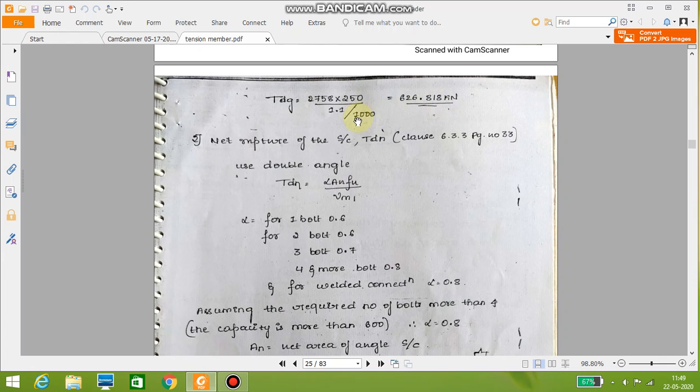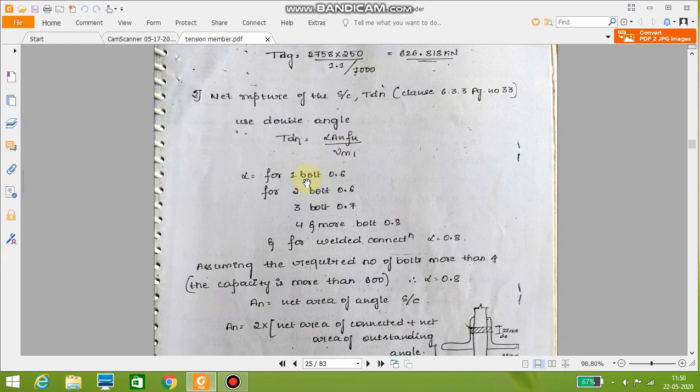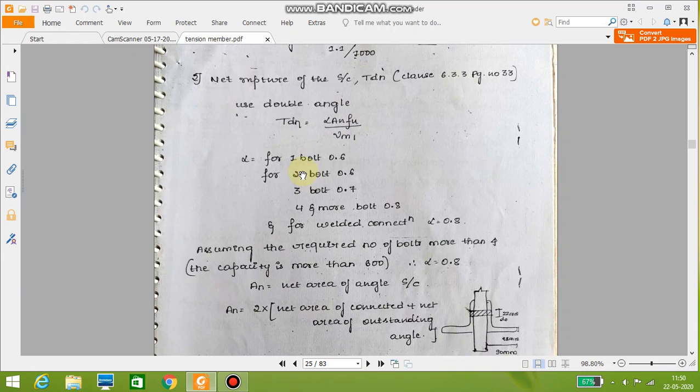Now calculate the net rupture of the section Tdn from 6.3.3, page number 33. Whenever we have double angles, Tdn equals alpha into An into fu divided by gamma m1. The alpha value from the code book: if it is 1 bolt 0.6, 2 bolts 0.6, 3 bolts it is 0.7, if it is 4 and more bolts it is 0.8, and for welded connection, as in the previous problem, we have seen alpha equal to 0.8. Now let us assume the required number of bolts is more than 4 and the capacity is more than 600 kilonewtons. Therefore, alpha is taken as 0.8.